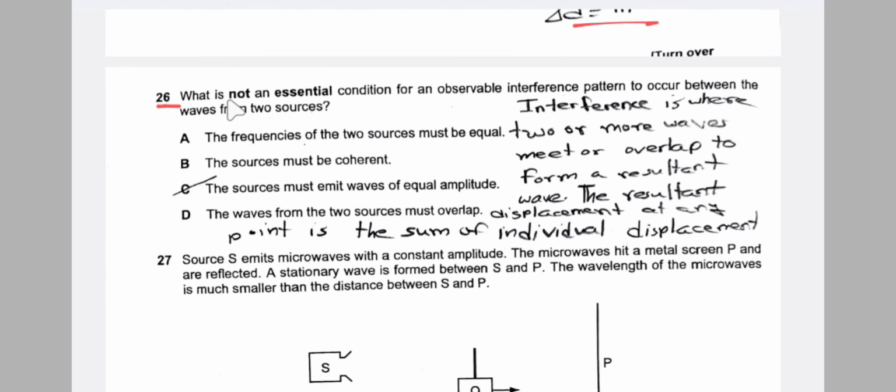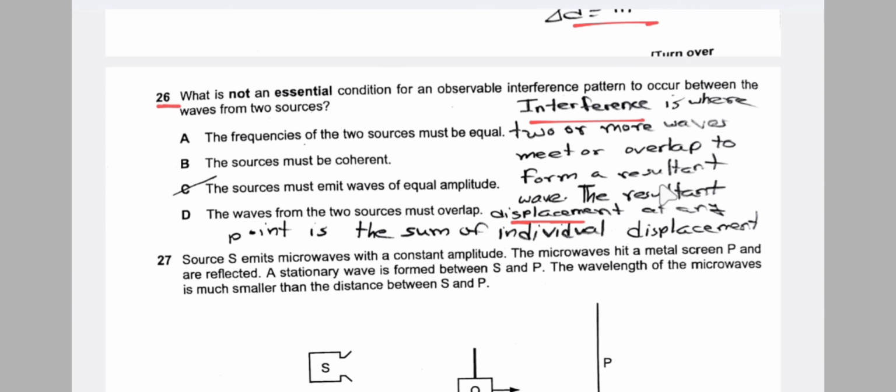Question number 26. What is not an essential condition for an observable interference pattern to occur between two waves from two sources? To discuss this, first of all, what is interference? Interference is where two or more waves meet or overlap to form a resultant wave, and the resultant displacement at any point is the sum of the individual displacements.